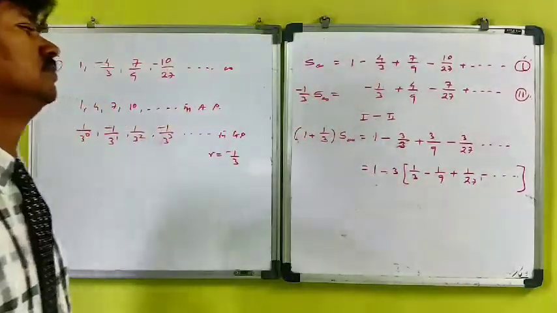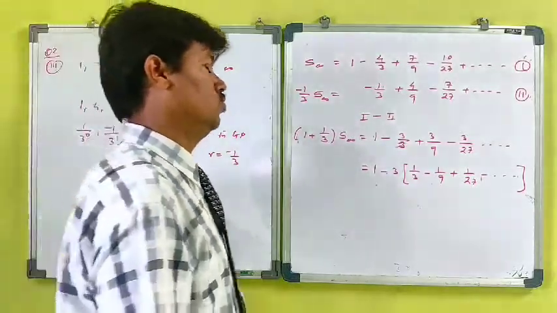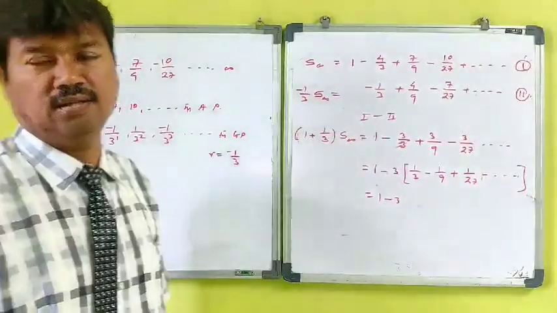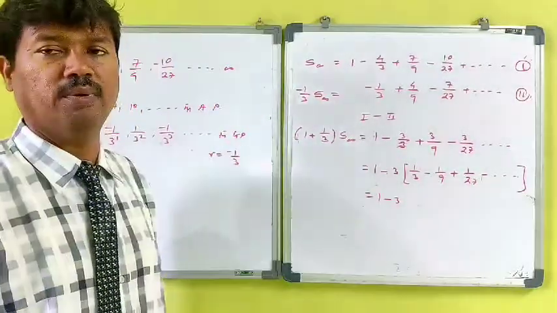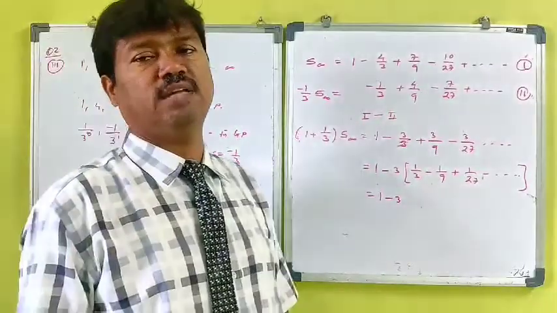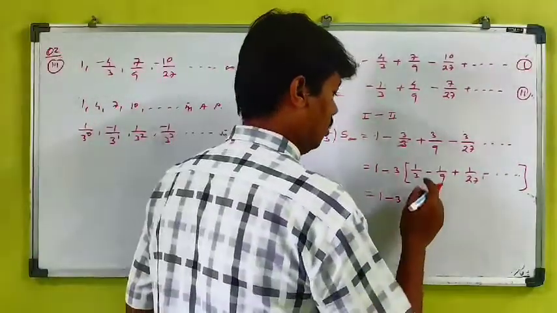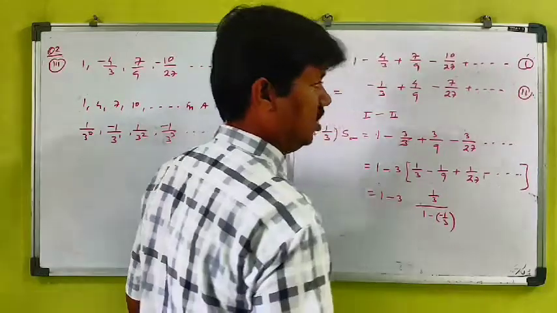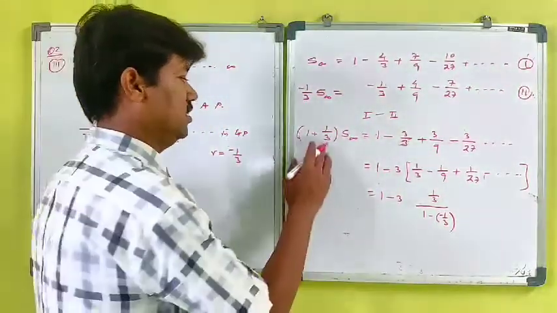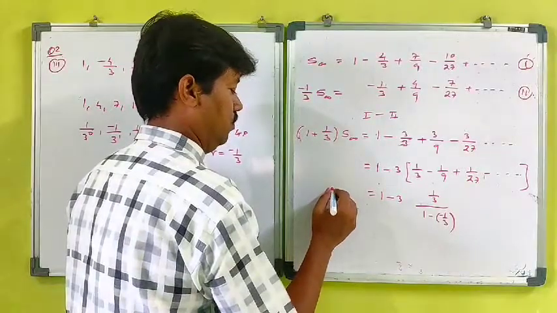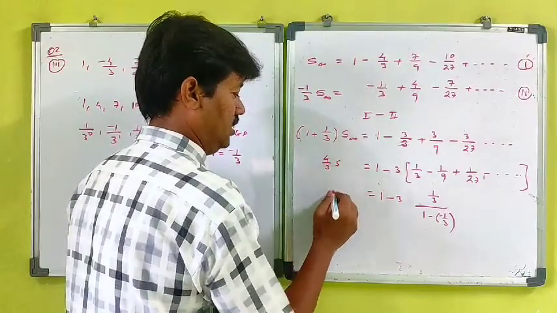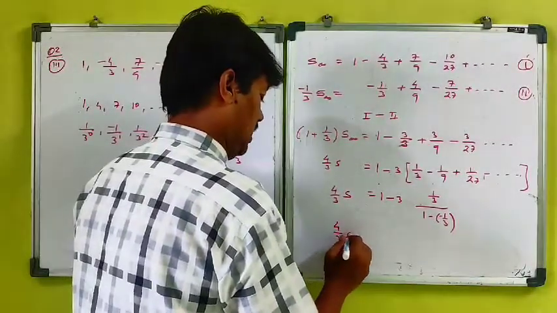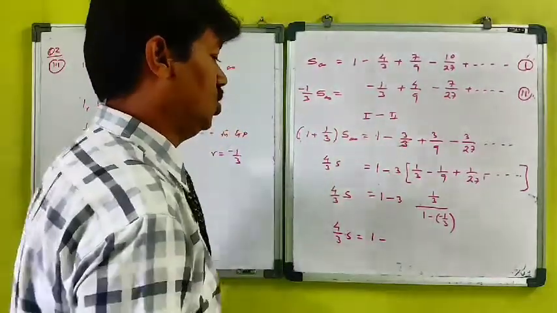So that is there. We take minus 3 common, so this is nothing but 1 minus 3 times the sum of, again, an infinite series with minus 1 upon 3 as the common ratio. The method is the same: a upon 1 minus r, where a is 1 upon 3 and the common ratio is minus 1 upon 3. So 1 minus of minus 1 upon 3 is 3 plus 1, that is 4 upon 3, into S.